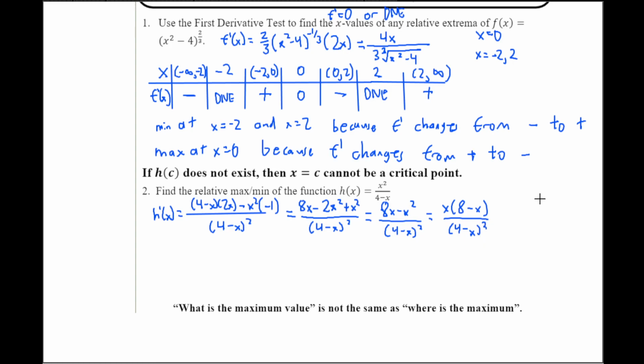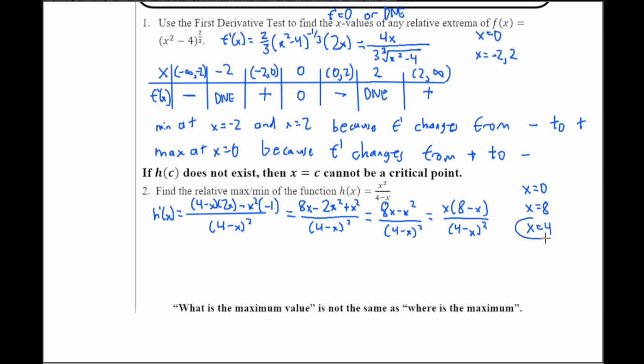So if you look at all these critical points here, well, we have to first find, so this is the derivative, right? When is the derivative equal to 0 or does not exist? So it equals 0 when the top of the fraction is equal to 0. That's when x is 0 or x is equal to 8. Now let's look at when the derivative does not exist. That's when the bottom of the fraction is equal to 0. That's when x is equal to 4.